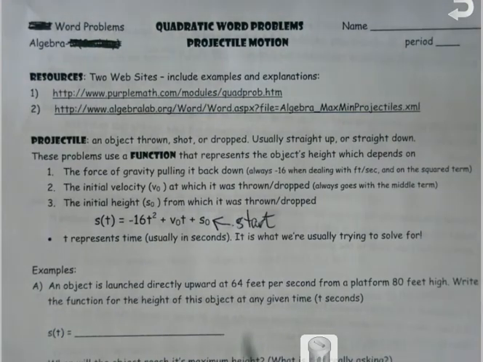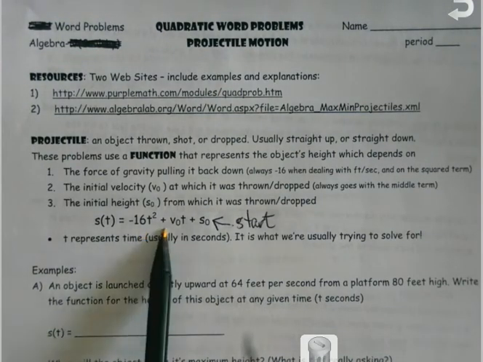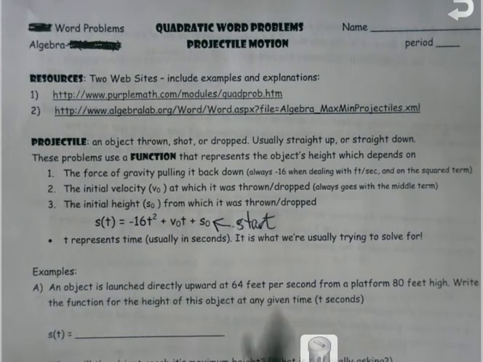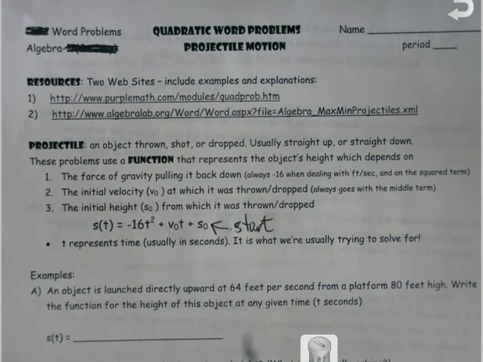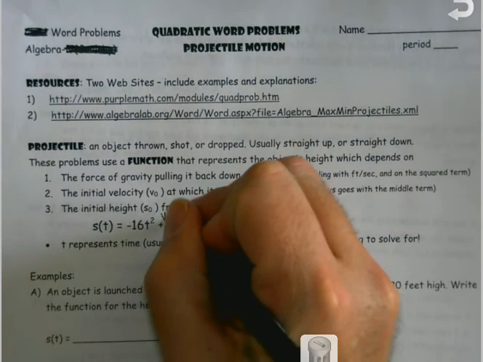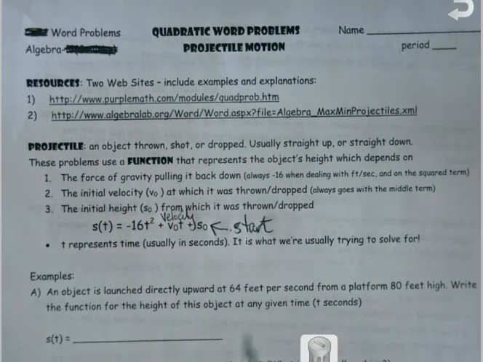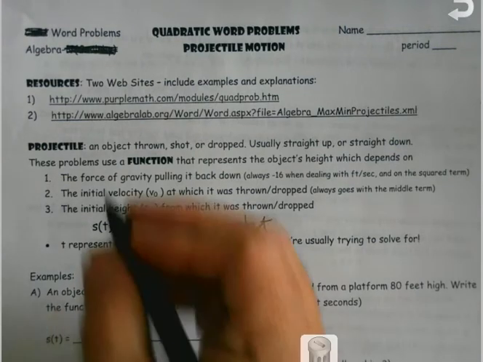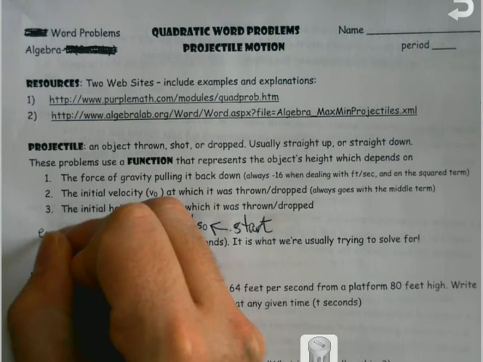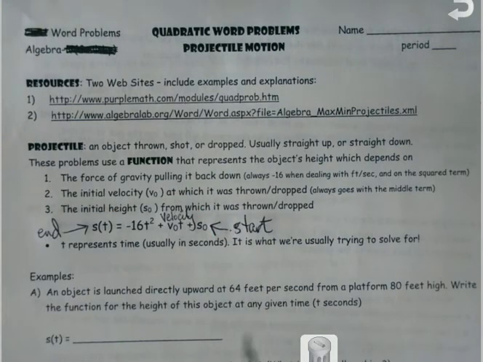So when we're looking at projectile motion problems, we were just saying that our equation here has different parts. My starting point is going to be here on the end, this S of O. My velocity, how fast it's going at the start, is going to be here in the middle. That's my V value. And then this negative 16t squared at the start just stays the way it is. And wherever I end up is on the end here.